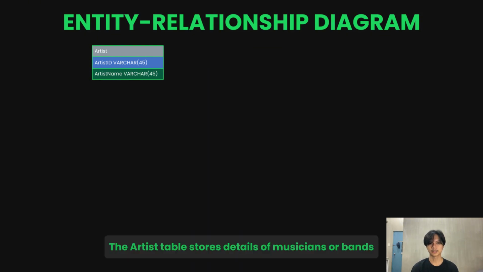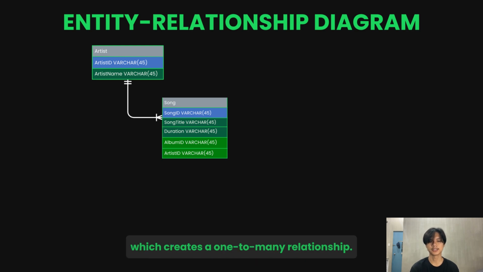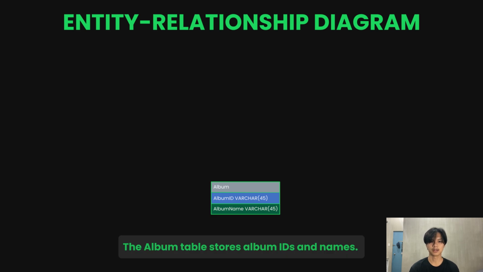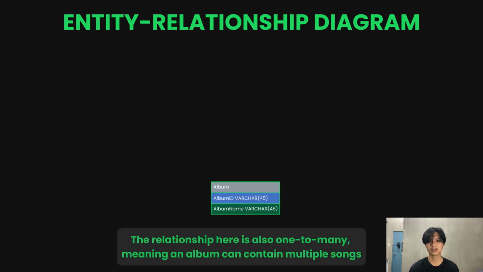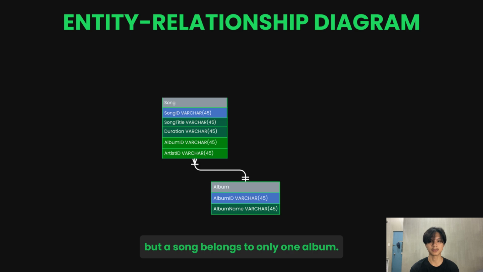The artist table stores details of musicians or bands. An artist can have multiple songs, but each song belongs to only one artist, which creates a one-to-many relationship. The album table stores album IDs and names. The relationship here is also one-to-many, meaning an album can contain multiple songs, but a song belongs to only one album.